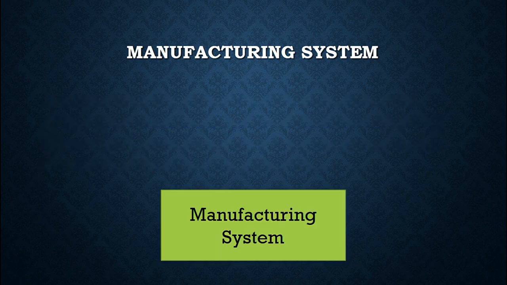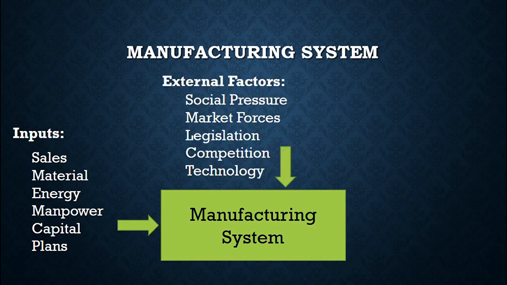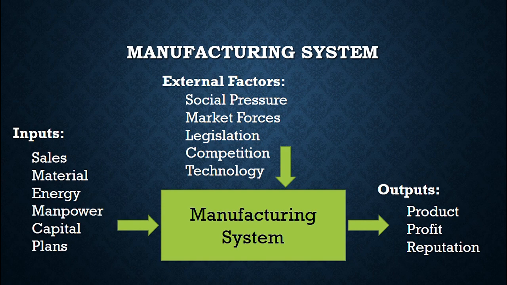To better demonstrate the manufacturing system, it takes sales, that is value, material, energy, people, capital, and plants as input. There are certain external factors always playing roles, such as social pressure, market forces, legislation, competition, and technology, that any manufacturer must remain aware of. With these inputs, manufacturing systems give product as output along with profit and reputation to the manufacturer.